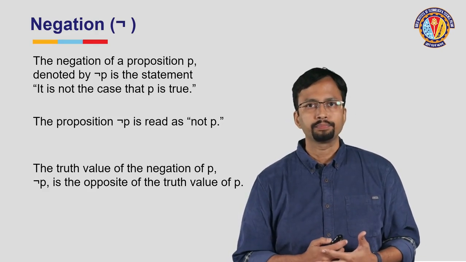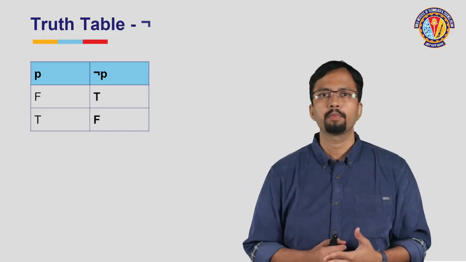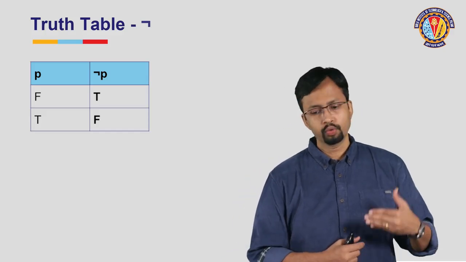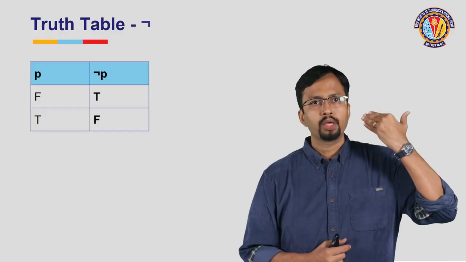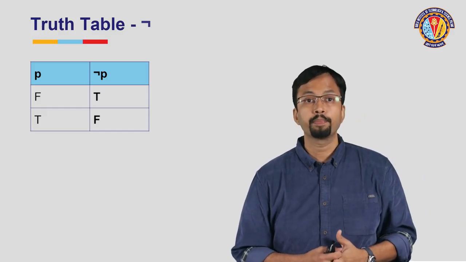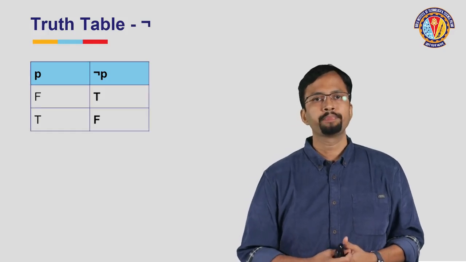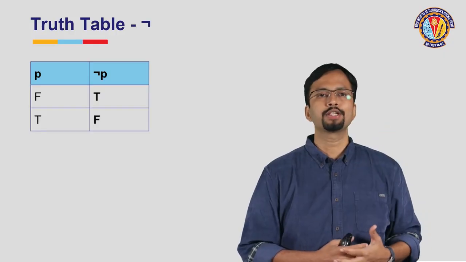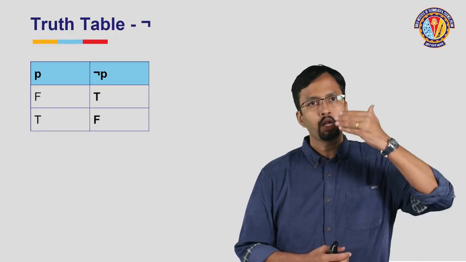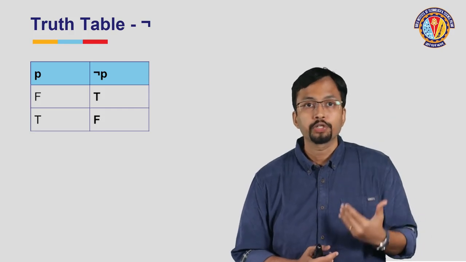Now, in logic we use the notion of a truth table, which we will introduce with this logical operator or connective. So, in a truth table you list out all possible values of the propositional variables that form your compound proposition, and for each of these combinations of values you also write down the truth value of the compound proposition itself.